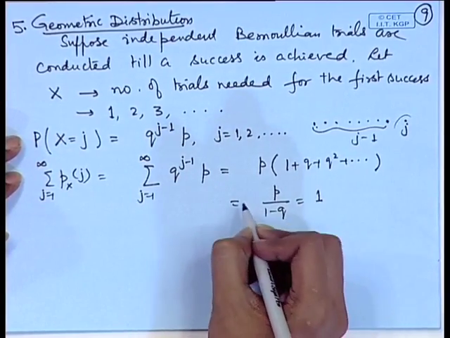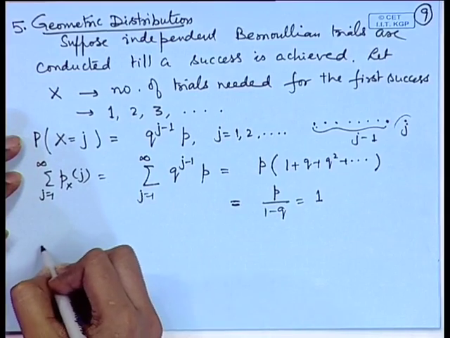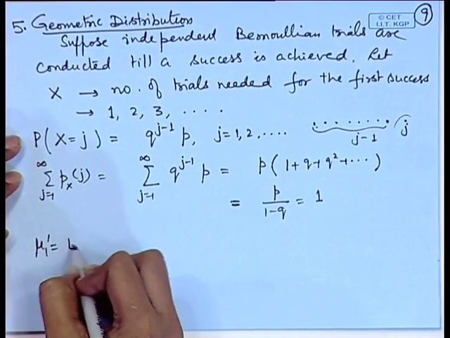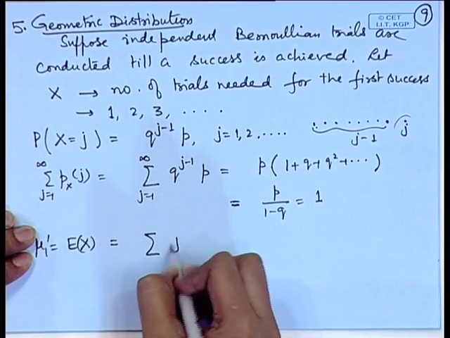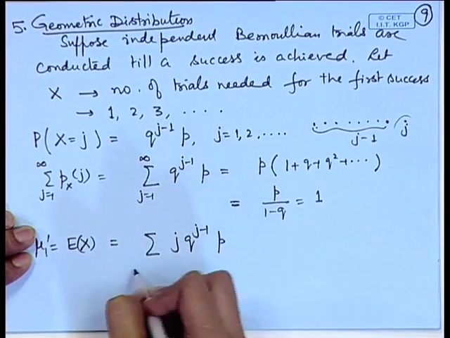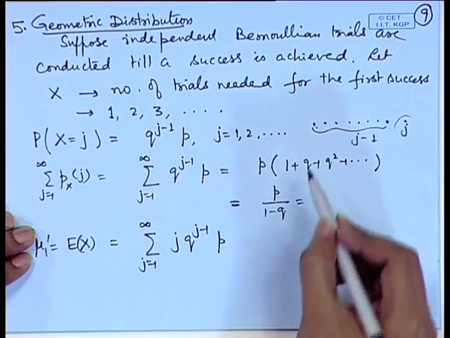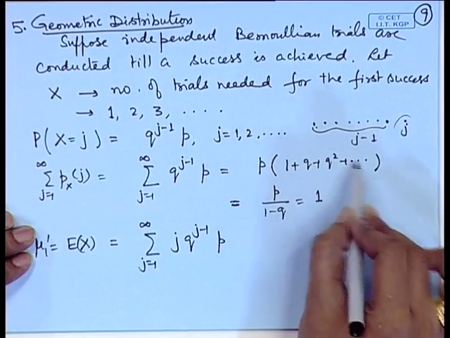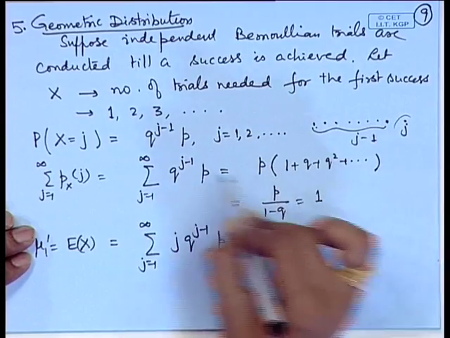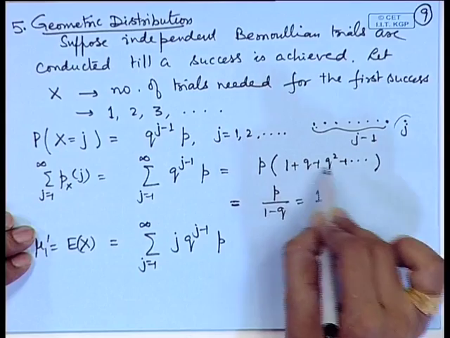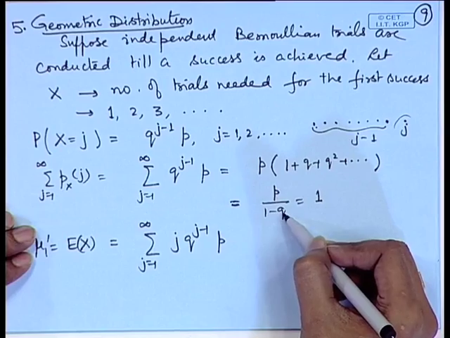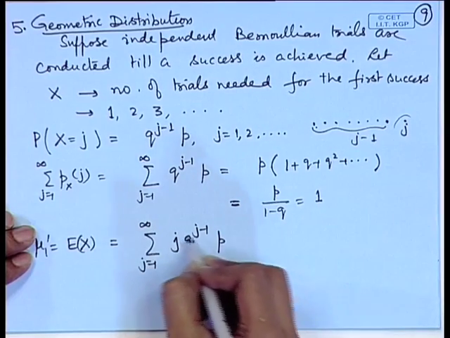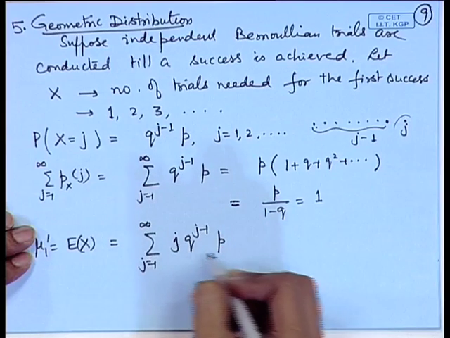So, we may look at its various characteristics such as the mean, say mu 1 prime, which is the expectation of x, equal to sigma j q to the power j minus 1 p. Now, from the proof that this was a proper probability mass function, we expressed the sum as an infinite geometric series. That means it is an expansion of a term of the type 1 minus q to the power minus 1. Therefore, if we want to calculate higher order moments, we have to make use of a similar term.